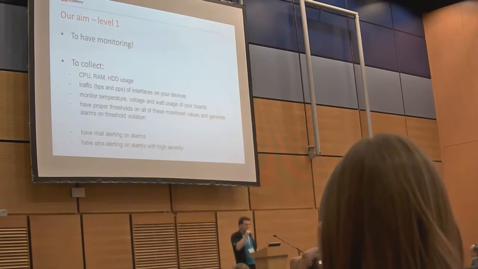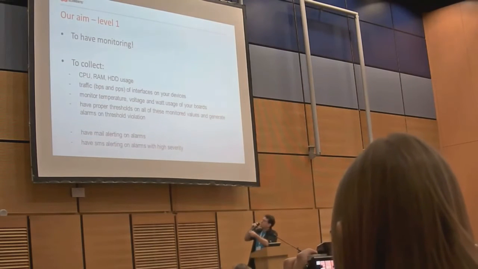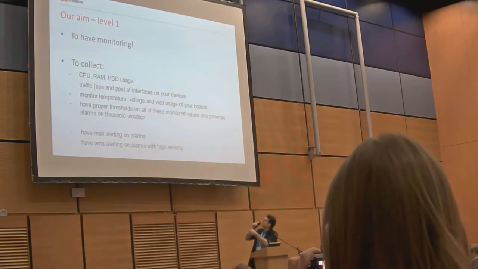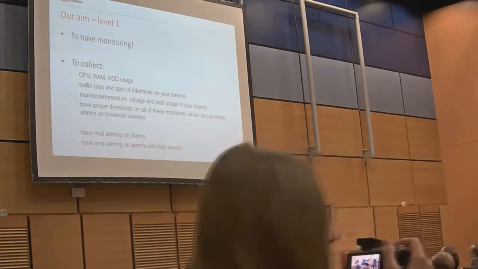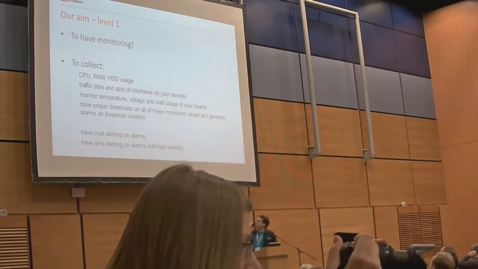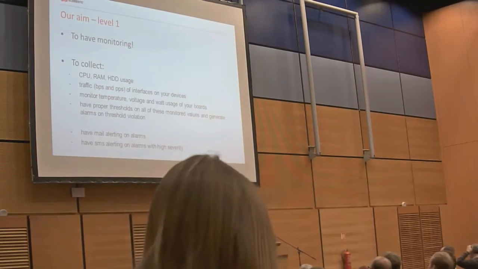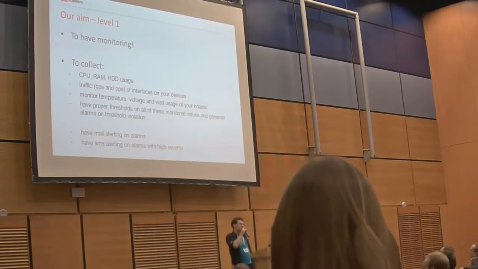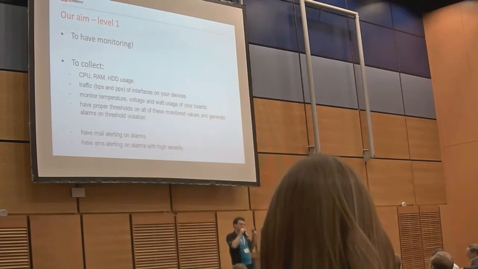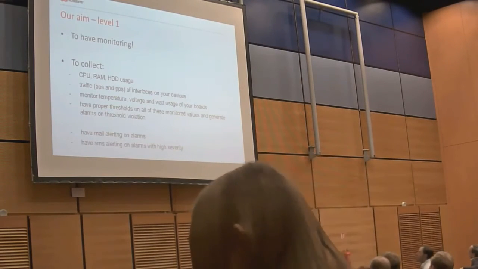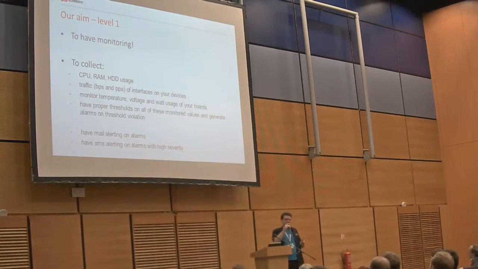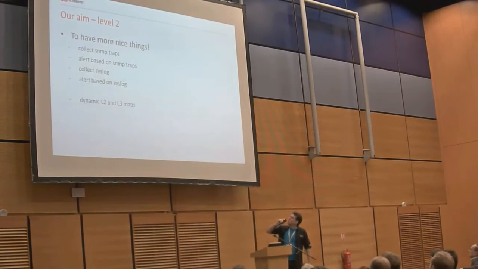Then it would be, of course, useful to have email alerts on certain alarms and on certain thresholds, and even have SMS text message alerting on alarms with high severity. So if your core router is down, or one of your two core routers is down, because you should have redundancy, so two core routers, please. So if one of those is down, you definitely want to get a text message. If you only have one, you are probably not going to get that text message because it's not going to get out to the internet.